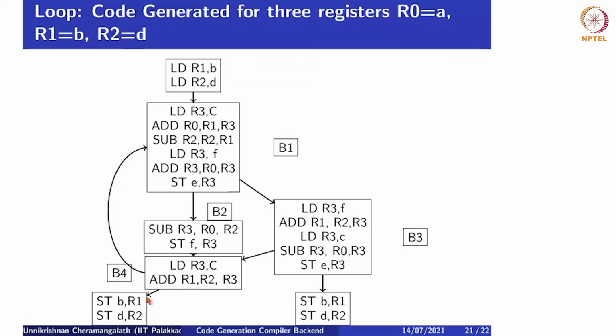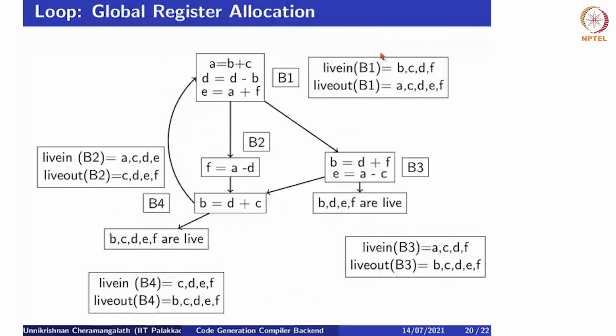This is the epilogue. When you exit from the basic block, the variables which are live, you are just storing, like B from R1 and D from R2. These values are computed in R1 and R2. And other live variables like F and E are already stored in memory. So R1 and R2 are stored. It can be assumed that A is not live on exit, or live out.